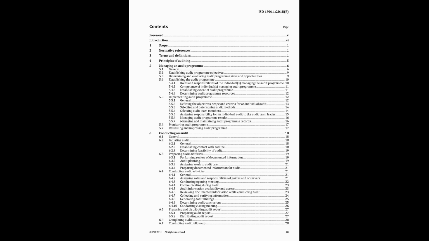6.4.8, generating audit findings. We're evaluating that evidence against the criteria. Judgment time. And the outcome, the audit findings: conformity where they meet the criteria or nonconformity where they don't. And depending on the audit's objectives, we might also document instances of good practice, opportunities for improvement. Highlighting what they're doing well, suggesting ways to do even better.